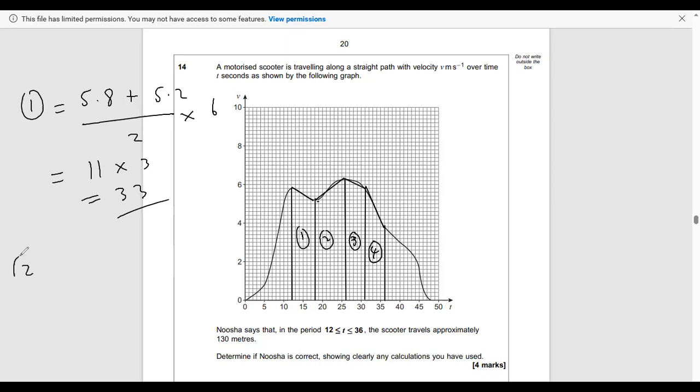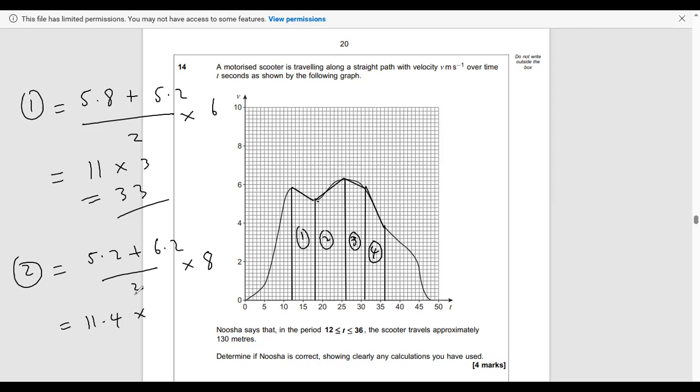And then we can work out the area number 2. So again, we've got 5.2 there as our A value. We've got a B value going up there, so that's 1 square above 6, so it's 6.2. So plus 6.2, divide by 2, and then times by our gap. So we're going from 18 up to 26. So that's 8 there. So we got 5.2 plus 6.2. That's going to be 11.4.